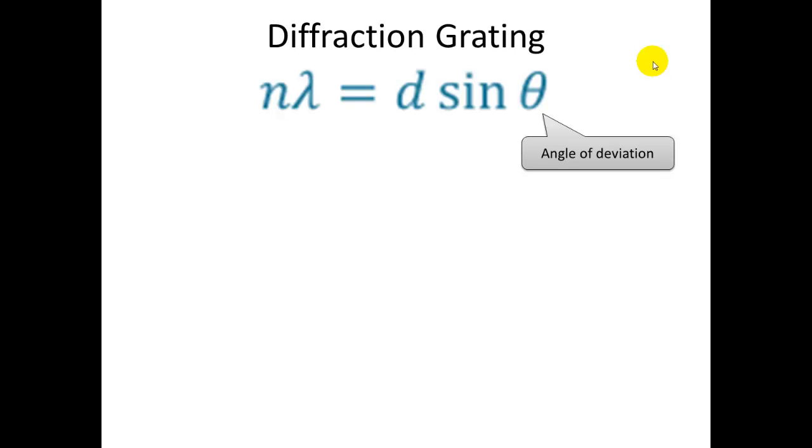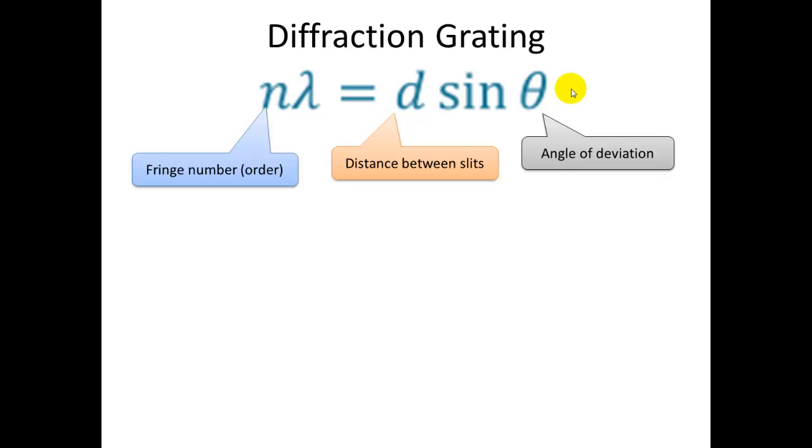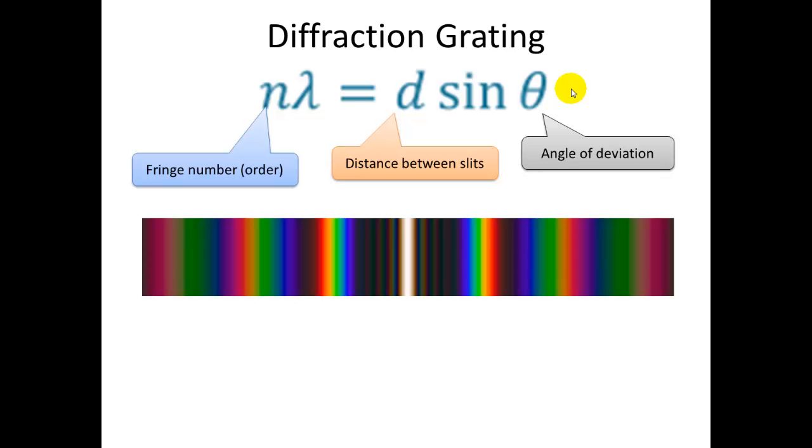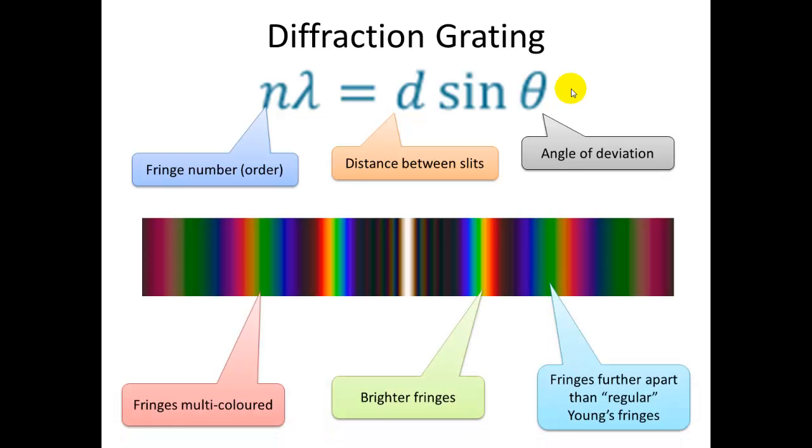So we have the sine of the angle, which is the angle of deviation of the light. We have d, which is the distance between the slits, and we have the fringe number, or the order. And what we will see is a set of fringes which look like this. Now there are three big differences between the regular Young's fringes that you see and this pattern that we get here, and those are these.